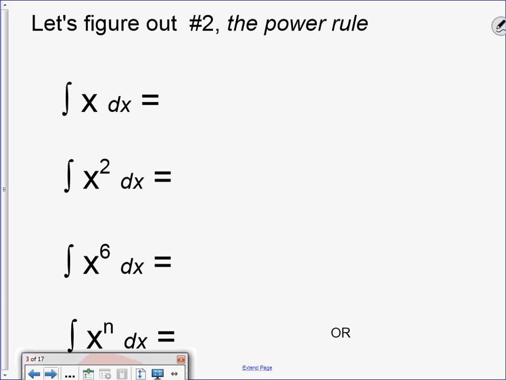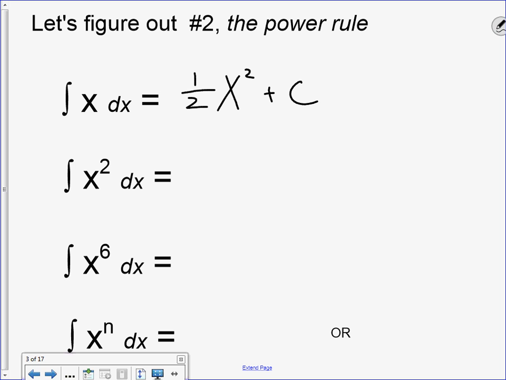Anyone have a guess? What do you think, Ken? 1/2 x squared plus any old constant. All right, let's see if that works. If I take the derivative of this, 2 times 1/2 is 1x to the first plus 0. Yeah, that works. Because you can always check if you got it right. Right? If you take the derivative and you get the original integrand, you're good. You got the right antiderivative.